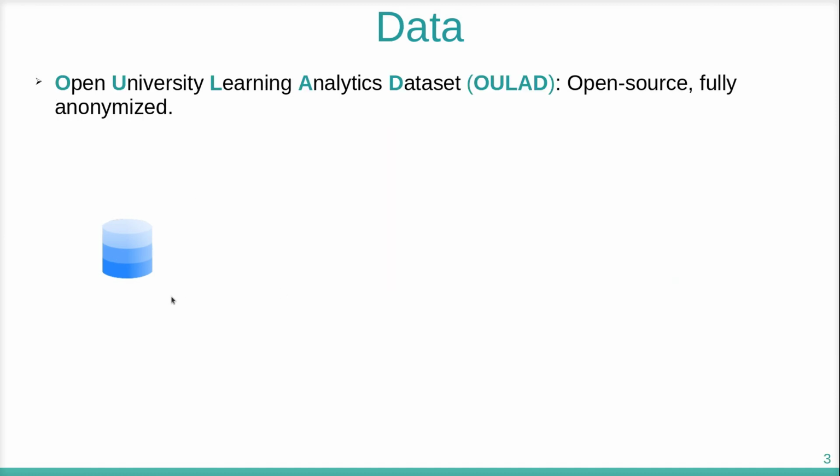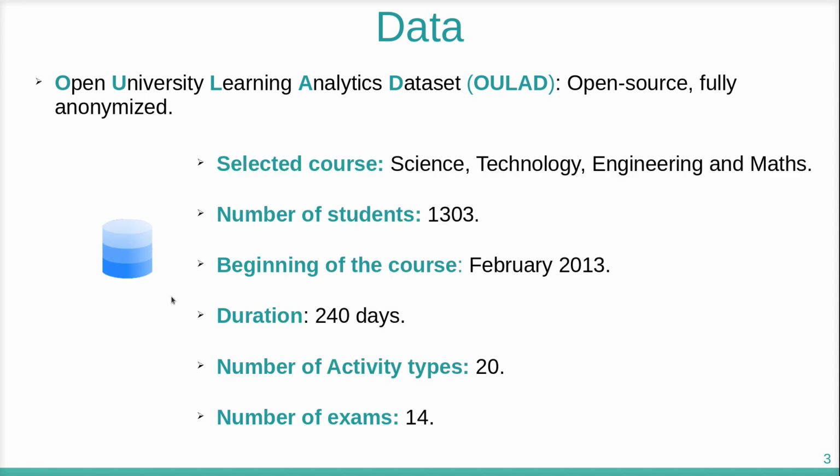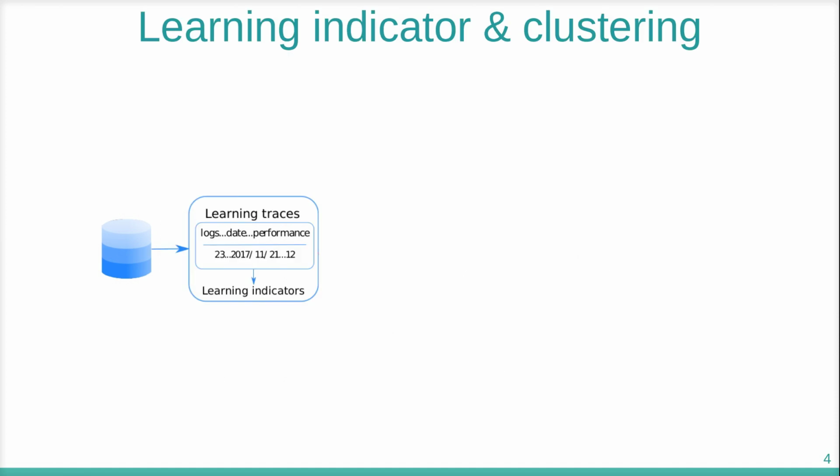So first, we take the Open University Learning Analytics dataset, OULAD, which is open source and fully anonymized. We selected a course of science with 1,300 students, and the course has a duration of 240 days, with 20 activity types and 14 exams. From this data, we had to select learning indicators to represent the behavior of students.